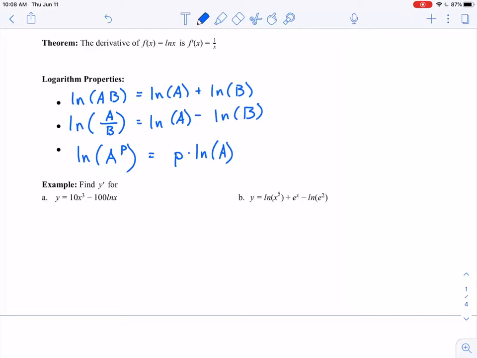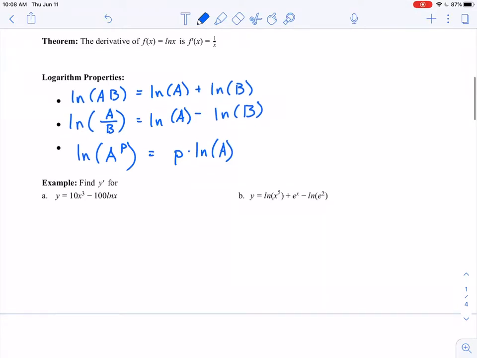I have y equals 10x cubed minus 100 natural log x. When I go to take this derivative, y prime, 10x cubed, so that's just a regular old power rule. That's going to be 30x squared. Minus over here, again, this 100, this is really just a constant multiple. So that's just going to come down. It's going to tag along to the next step, 100 times, well, what's the derivative of natural log of x? Well, we said that derivative was 1 over x. So I have minus 100 times 1 over x.